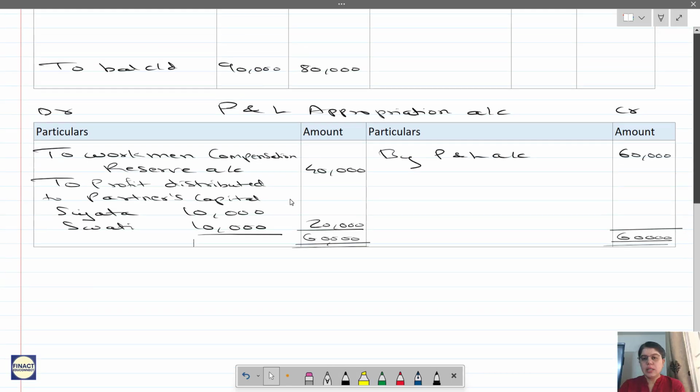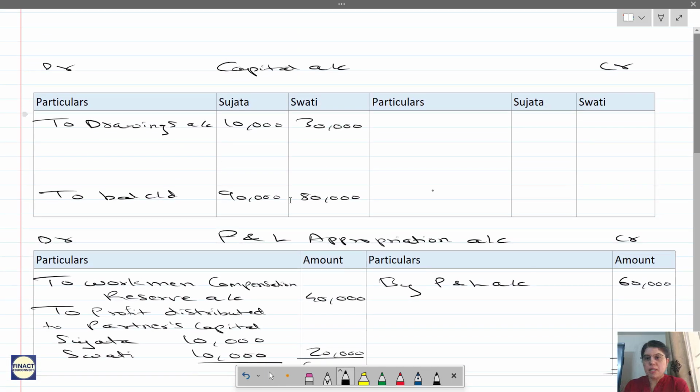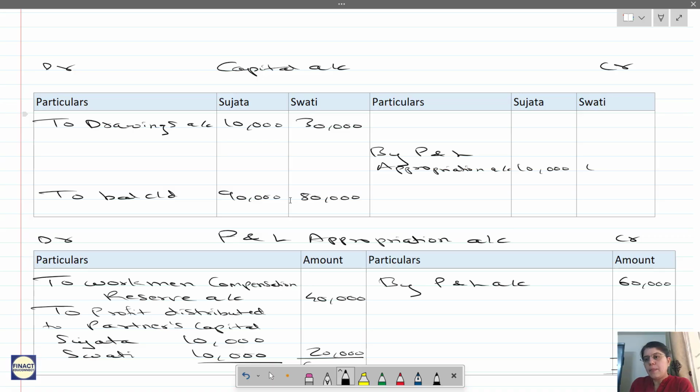Now this is profit. So profit means it will come on the credit side of the partner's capital, correct? The entry was P&L appropriation account debit to Sujata's capital, to Swati's capital. So it will come on the credit side. By profit and loss appropriation account, how much is that? 10,000, 10,000. So now let us find out what is the opening balance over here.